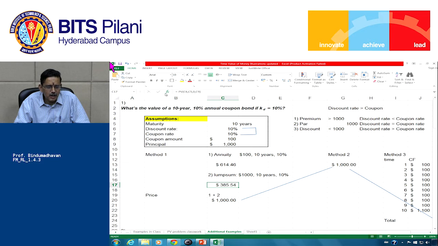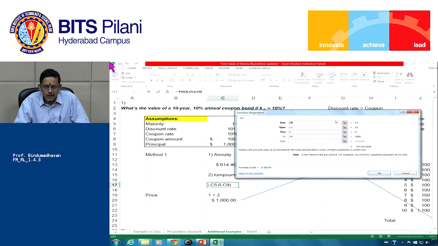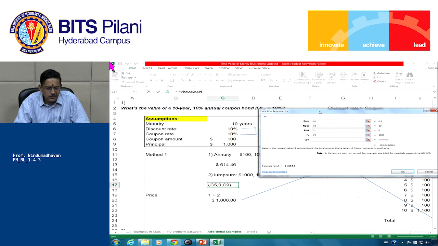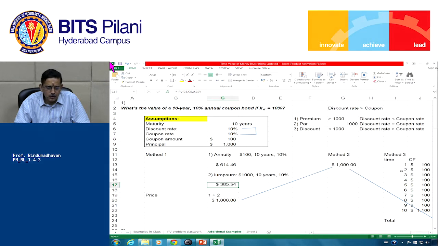So how do we find the present value of that principal? We use the same PV function, but here the rate is still the same C6 cell, which is 10%. The time period is 10 years, payment is 0 now, and we put a future value, which is C9, the principal $1,000. If I press equal to, then I get 385. So if I add these two, C13 plus C17, I get $1,000, that is the price.